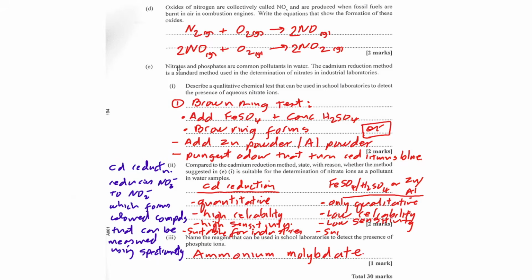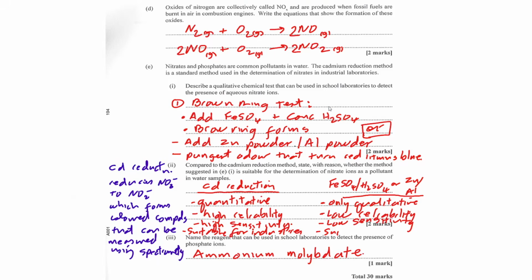Part E. Nitrates and phosphates are common pollutants in water. The cadmium reduction method is a suitable method used in the determination of nitrates in industrial laboratories. E Part 1. Describe a qualitative chemical test that can be used in school laboratories to detect the presence of aqueous nitrate ions. And so we can look at the brown ring test, where you add iron sulfate along with concentrated sulfuric acid, and it forms a brown ring between the two solutions.